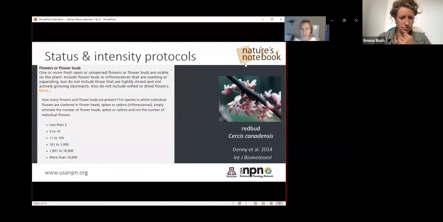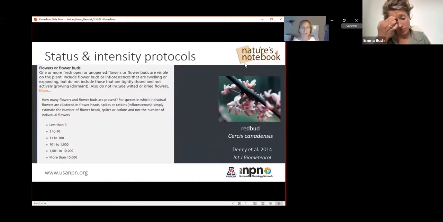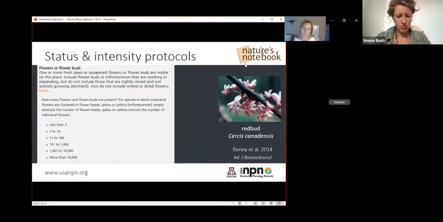And so as an example, I have just a snippet of the protocol for redbud, which is the tree that you're seeing on the right here. One of the questions that you are faced with every time you go out to your redbud tree is, do you see flowers or flower buds? And if you're not sure, there's a couple of sentences that describe that, and those are intended to really help non-experts be able to understand whether they see that thing or not.